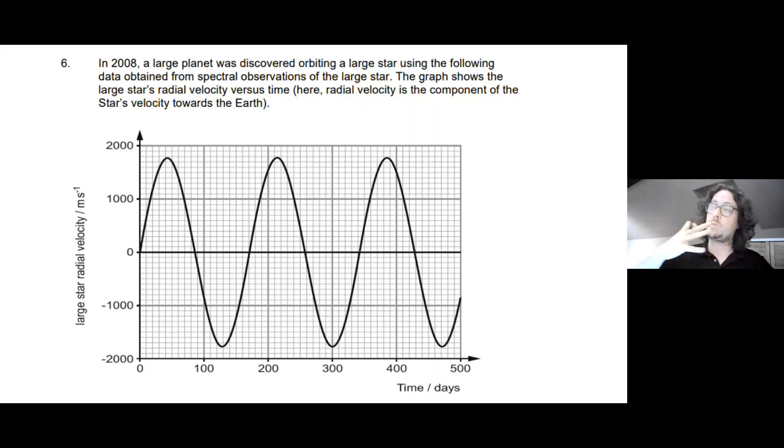So when the star was moving towards us, the light would have been blue shifted, if you like, the wavelength would have been ever so slightly shorter, and from that we would have been able to work out its radial velocity. With use of the diagram, explain why this variation in radial velocity occurs.